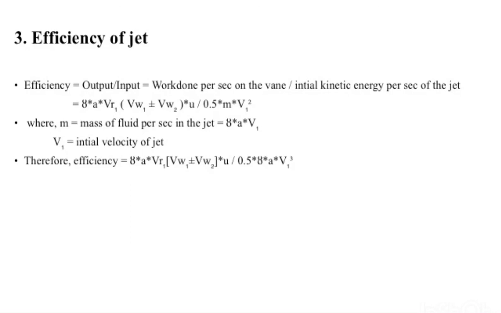Now if you have to find the efficiency of the jet, efficiency is given as output divided by input. What is your output? Work done per second on the vane, and your input is the initial kinetic energy per second of the jet. Kinetic energy is nothing but the energy of a body when it is in motion. It is given as half m v1 square. So therefore efficiency is nothing but rho into area VR1 in the bracket VW1 plus or minus VW2 into U, divided by half of bracket rho A V1 into V1 square.